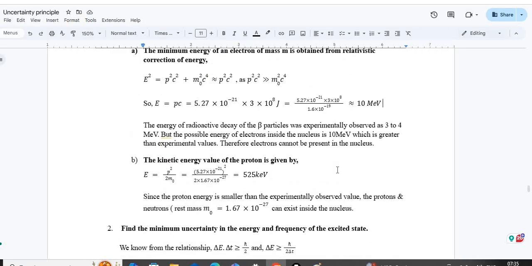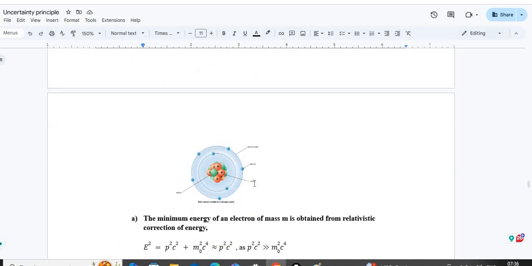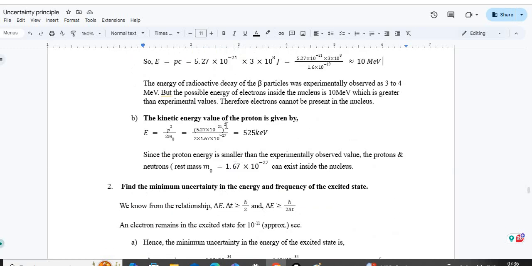Now another way you can calculate: if you consider the non-relativistic case for the protons inside the nucleus, the momentum is P and the energy is given as P square divided by 2 m0, the rest mass. The rest mass of the proton is in the order of 10 to the power minus 27 kg, and the momentum uncertainty is in the order of 10 to the power minus 21 for the nucleus zone. Put in this value, square it, divide, and it comes in the order of some kilo electron volt.